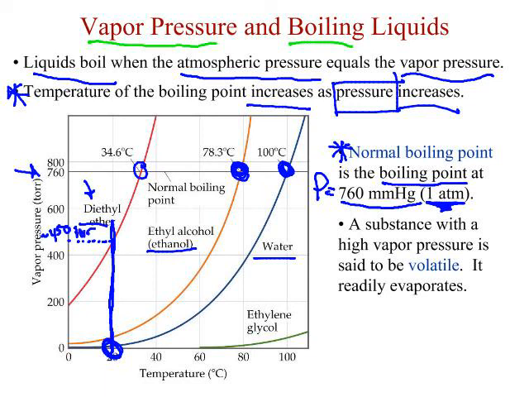If we do the same thing at 20 degrees Celsius for ethanol, it's going to be down here, maybe something like 50 torr. And water would be even lower, like almost nothing. So we can see clearly that diethyl ether is the most volatile of these liquids.